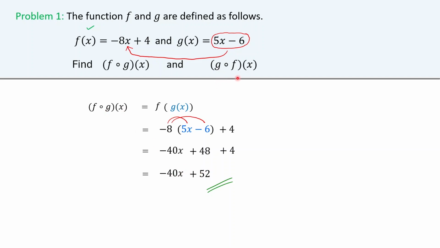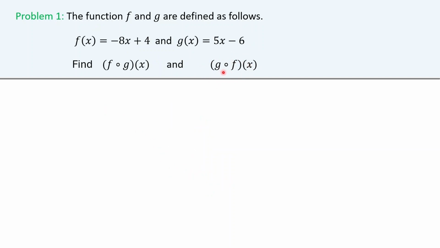Next, we are going to find this composite function. Write this. This is equal to, write the first function. Inside, put the second function f of x. You need to find this. To find this, you go to the function g and substitute f of x for x. F of x is negative 8x plus 4. So you need to substitute this for x.